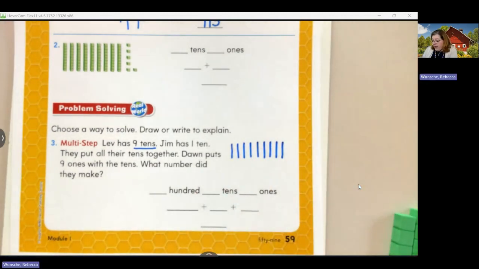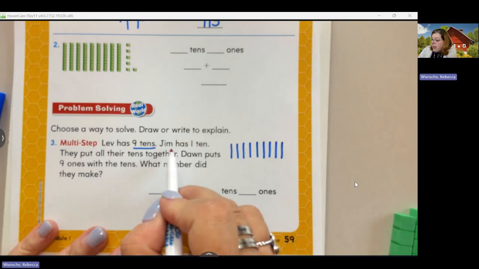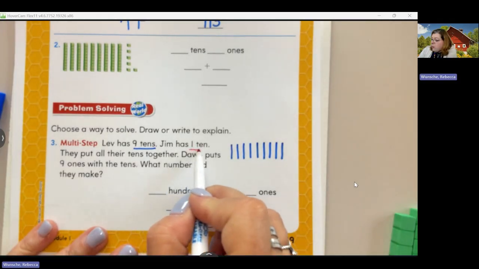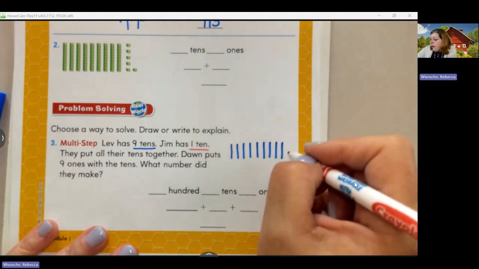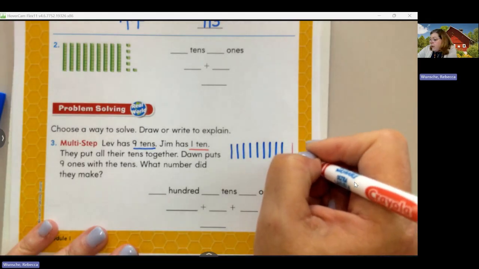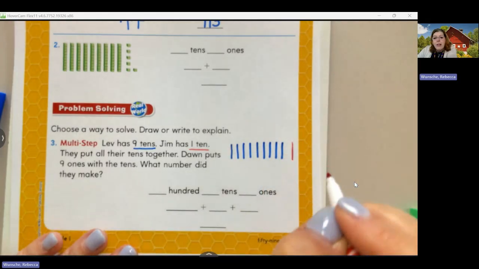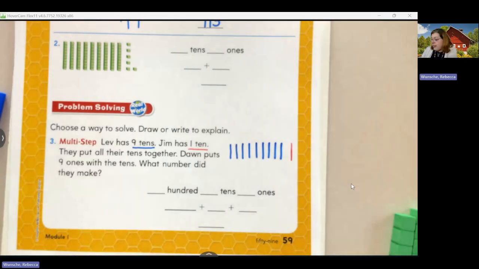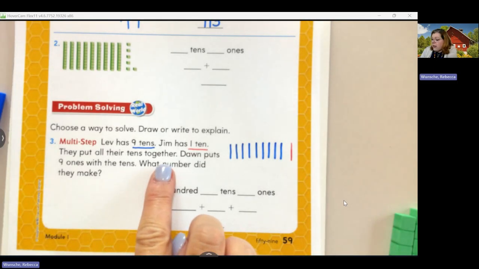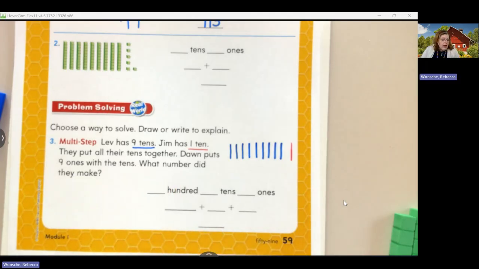Then I'm going to change my marker because I have some new information about another person. Now my information has changed to Jim, and it says Jim has 1 ten. Well, I'm going to draw that other 10 with my new color marker. So that's another 10 that he has out there. And it says then they put all their tens together. All right, here we go.